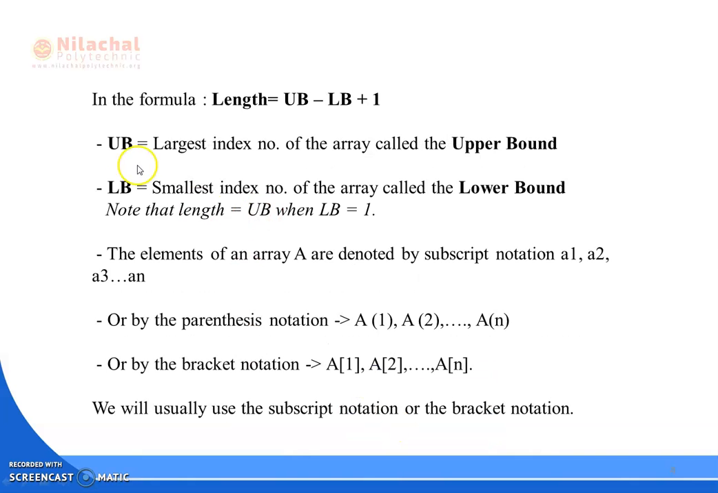So in the formula length equals upper bound minus lower bound plus 1, the upper bound is the largest index number of the array, that is the last or the biggest index number in the array is known as the upper bound. The smallest index number of the array is known as the lower bound.